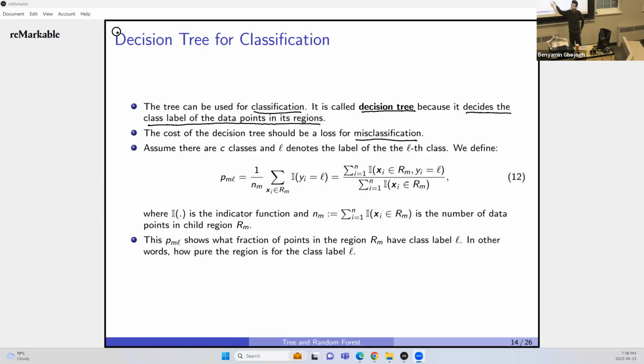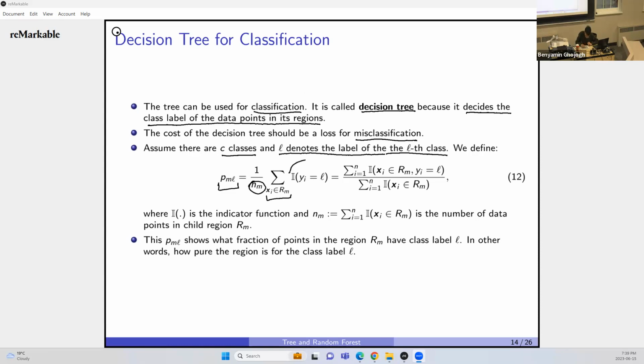So the cost in the regression tree was the amount of deviation from the labels, which can be mean squared error. But now we need to have a loss for misclassification. Assume there are C classes and L denotes the label of the Lth class. So we have C classes and L denotes the label of the Lth class. We define this p_mL. What is it? What was N_m? It was the number of points in the region R_m, in the child R_m. The sum is over the points in the child region R_m.